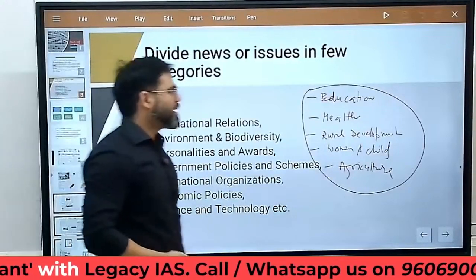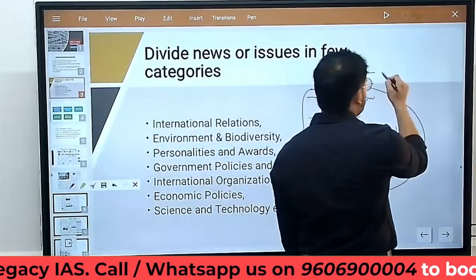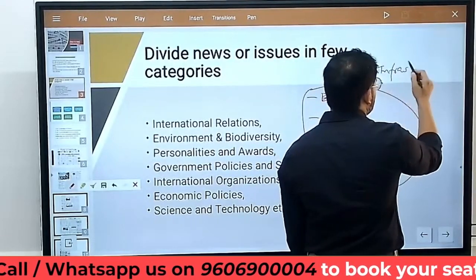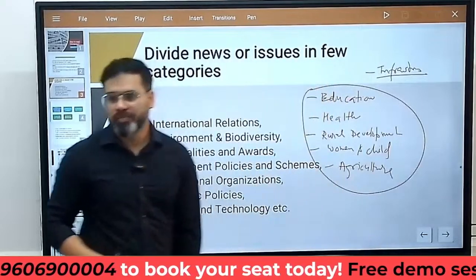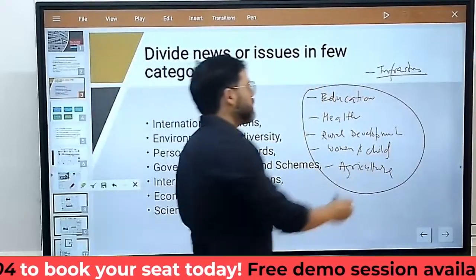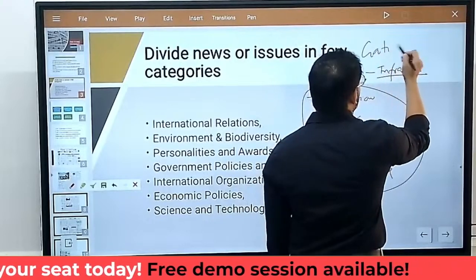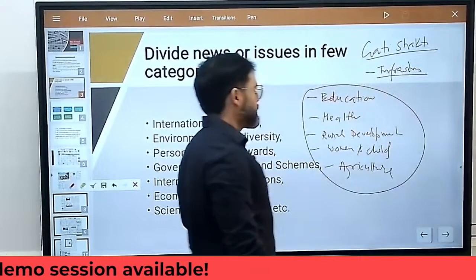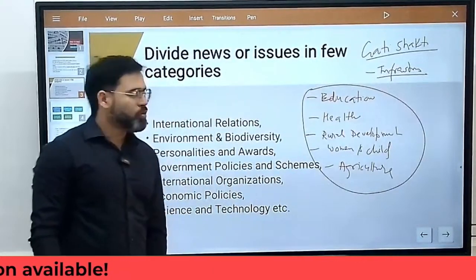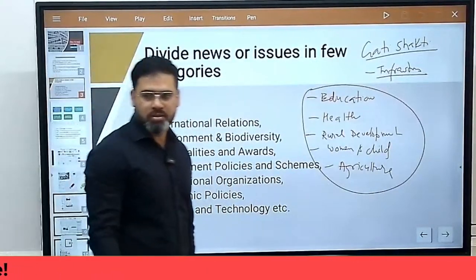उसके बाद अभी important आ गया infrastructure. Correct. Like Gati Shakti scheme. Correct. Example. Women and child will have multiple organized schemes, correct?